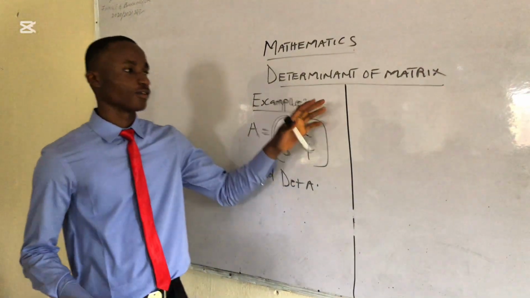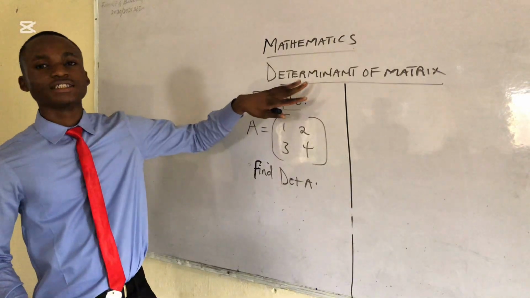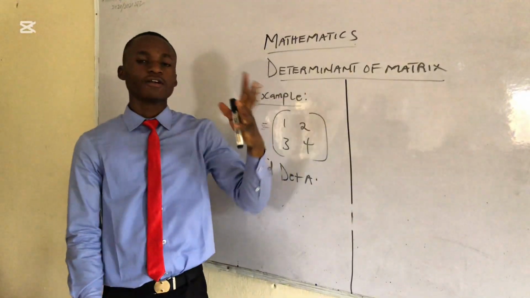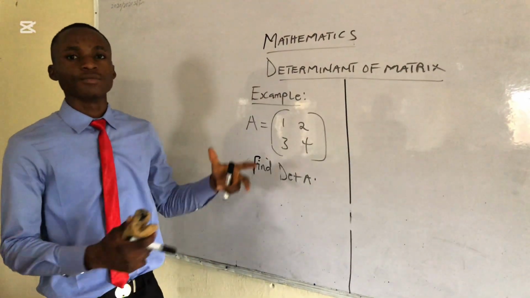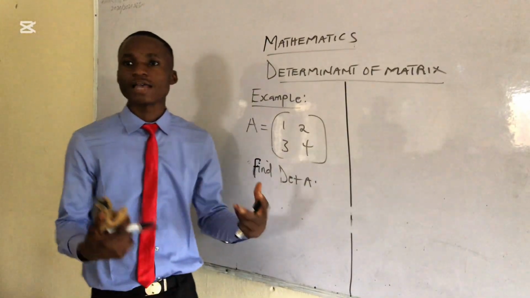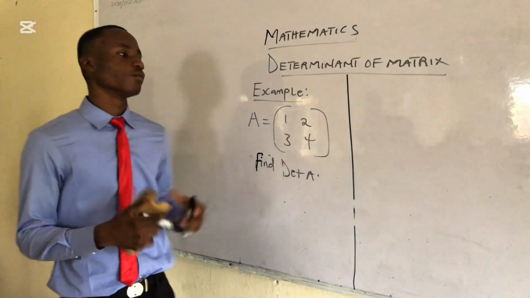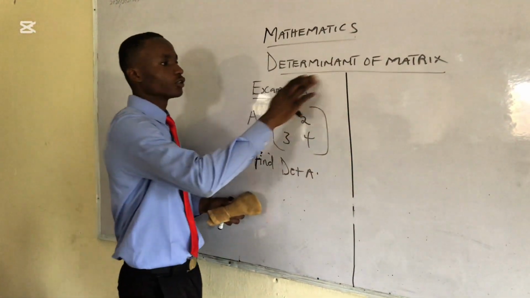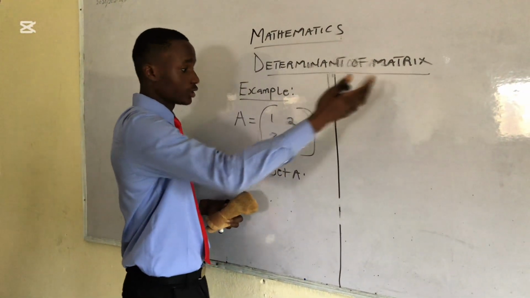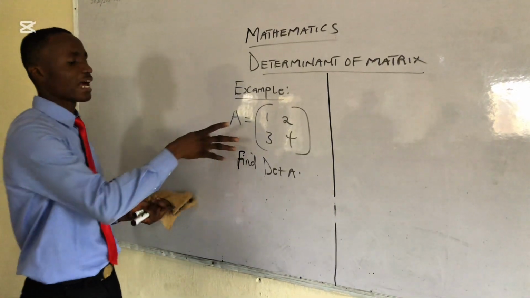It's still Mind Hives. Okay, today we are going to be learning determinants of matrix. If you watch our former videos, you are going to see the explanation of matrix, types of matrix, addition and subtraction of matrix, multiplication of matrix. So today we are going over to determinants of matrix. Okay, so we are going to be using this as an example.